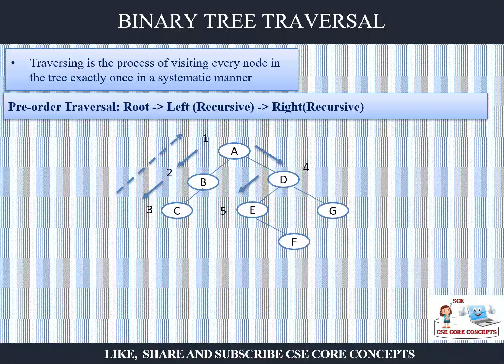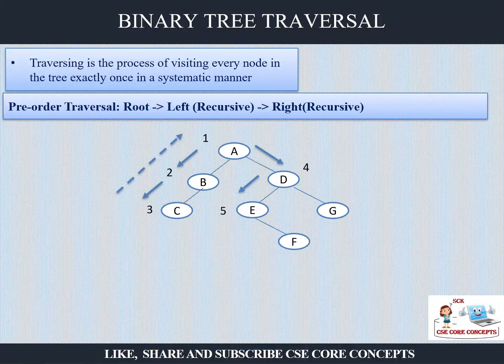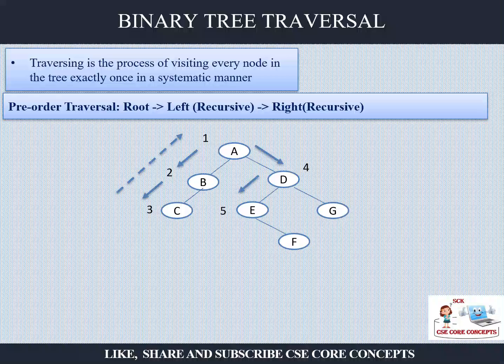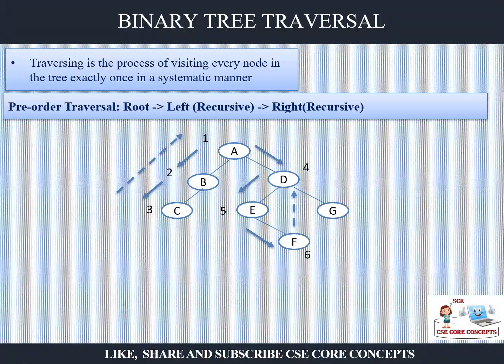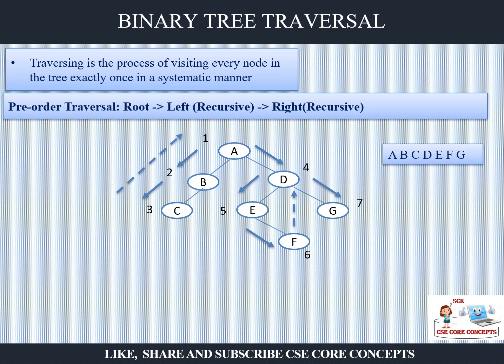But E does not have any node on the left side, but it has on the right side. So root E has been traversed, left side is traversed. Since there are no elements, we skip it. Now we go to the right side, which is F. So the next node which we visit is F. Then we again go back to our root node, that is D, because the right side traversal is remaining. So now we will go to the right side, that is G.